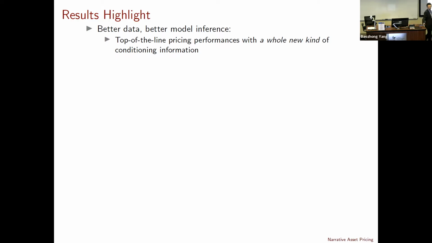What's remarkable about this result is that our narrative factors use a whole new kind of conditioning information. This new conditioning information comes only from news, and we didn't look at characteristic information at all, which the literature has been evolving on for decades. We didn't look at that, but we can still price those anomaly portfolios that are constructed using that information.